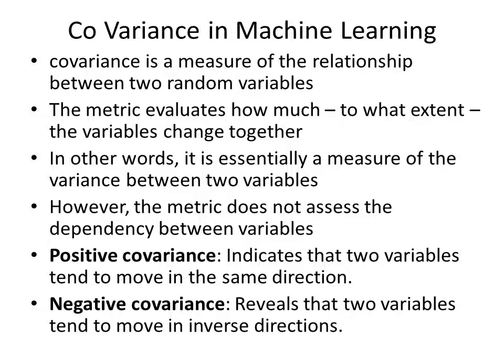There are two types of covariance. One is positive, another one is negative. Positive covariance indicates that two variables tend to move in the same direction. When the two variables move in the same direction, it is called positive covariance. When the two variables move in inverse directions, one in one direction and the other variable in another direction, it is called negative covariance.